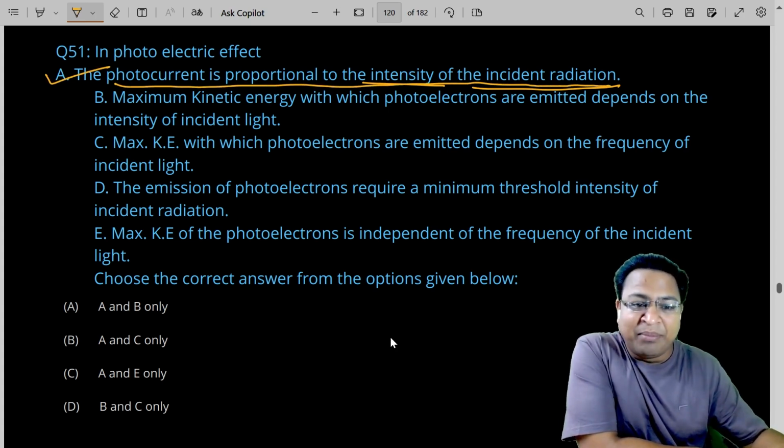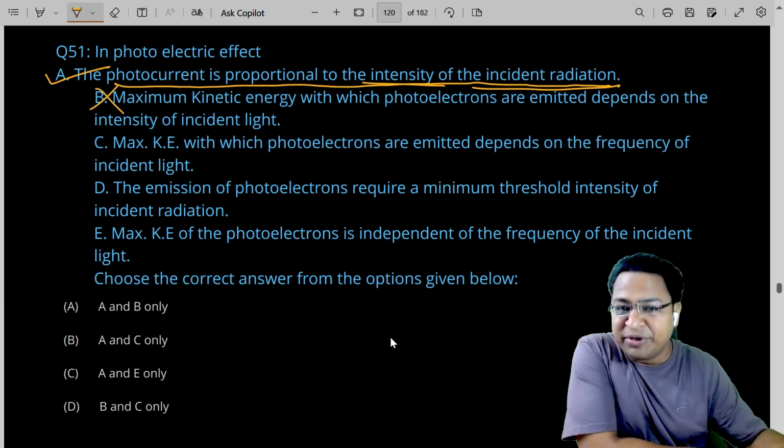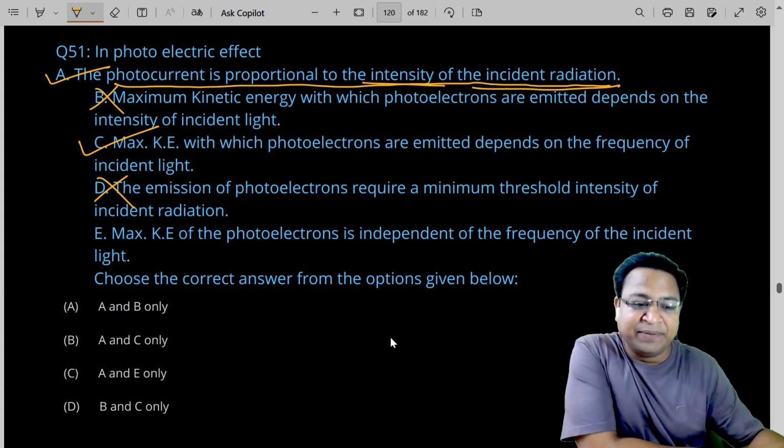So this is correct. Maximum kinetic energy with which photoelectrons are emitted depends on the intensity. This is wrong. It depends only on the energy of a photon. So maximum kinetic energy with which photoelectrons are emitted depends on the frequency. This is correct. The emission of photoelectrons requires a minimum threshold intensity. That is wrong. It requires a minimum threshold frequency. Maximum kinetic energy of the photoelectron is independent of the frequency.